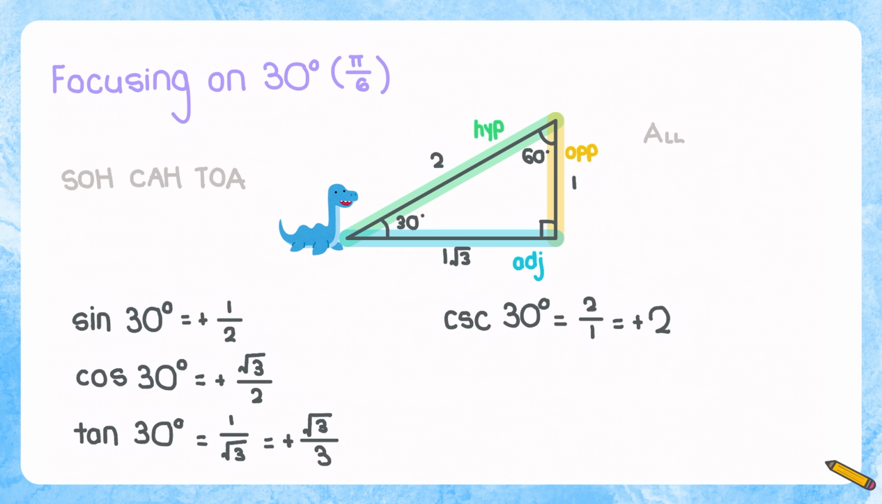Next up, let's find secant of 30 degrees, which will be the reciprocal of cosine of 30 degrees. So what's the reciprocal of radical 3 over 2? It's going to be 2 over radical 3, but remember to rationalize the denominator. So we have 2 times radical 3 over 3, and this is positive as well. And lastly, we're going to find cotangent of 30 degrees.